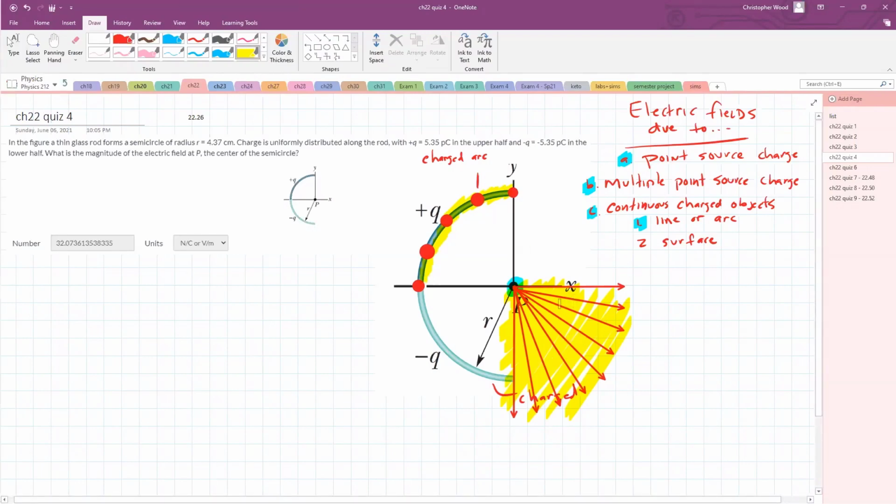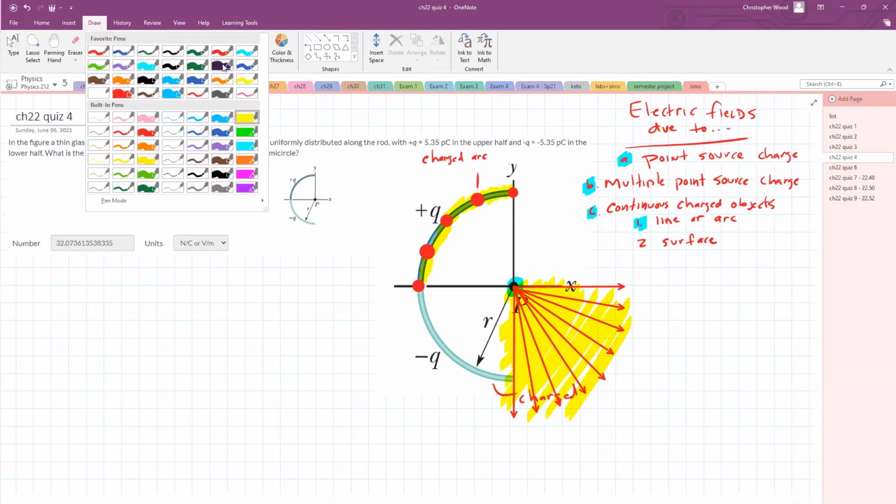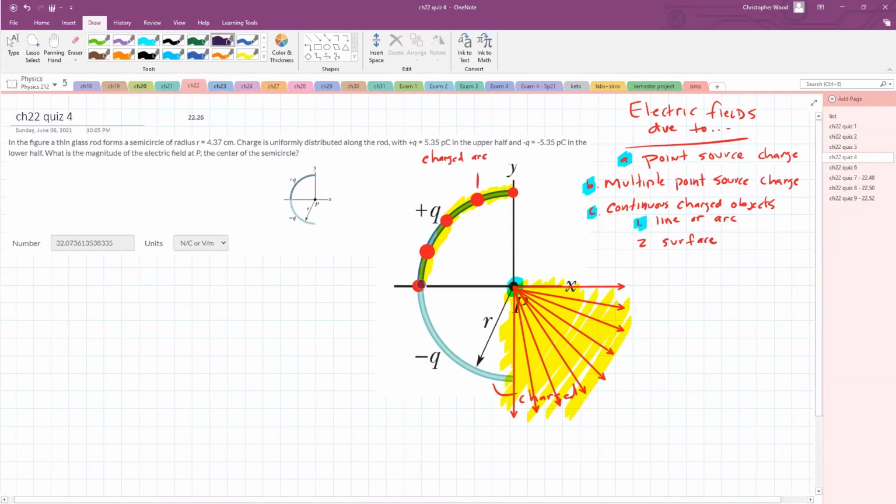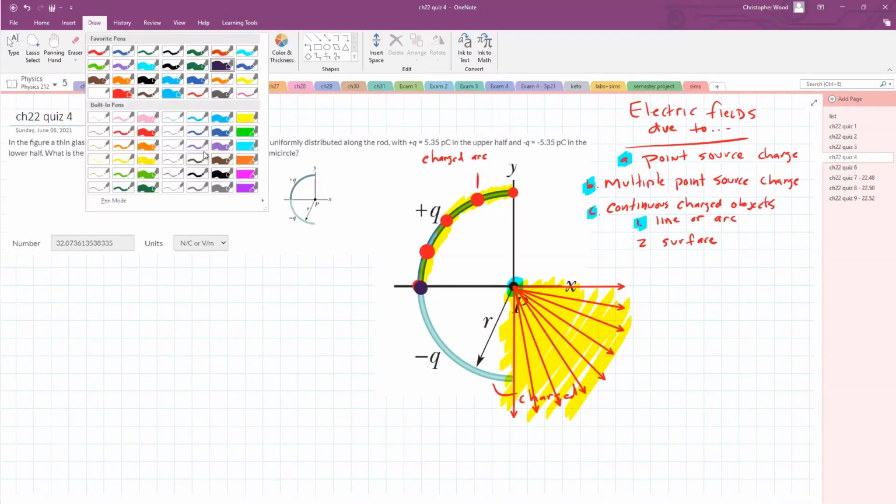I'm going to do the same exact thing with this negative quarter arc. Same game: what's going on with this point on this bottom quarter arc? Well, it's a negative charge, so those electric field lines actually look like this. I'll draw it like this.